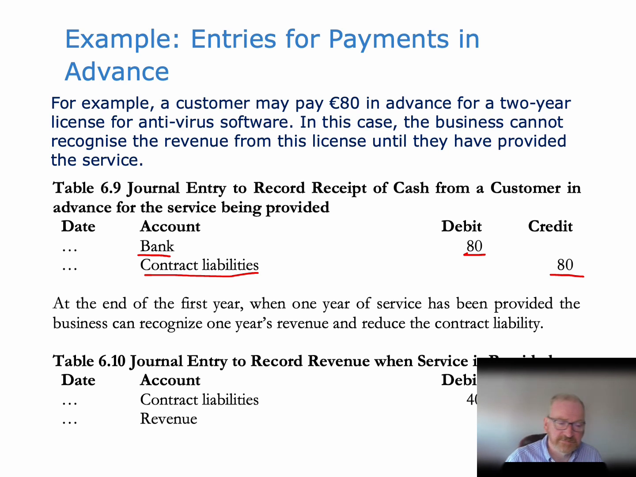to the customer. At the end of the first year, when 1 year of service has been provided, the business can recognize 1 year's revenue and reduce the contract liability. So at the end of the first year, they can debit contract liabilities to reduce it by 40 because it was a credit to start with, and they can credit revenue, so release half of the payment into revenue when they have provided the service.